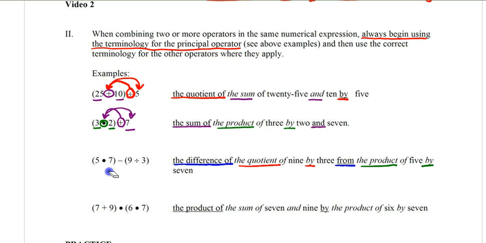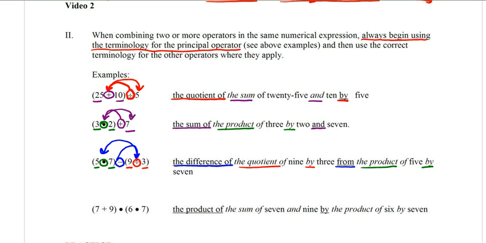Let's check our work. We have the difference of the quotient of 9 by 3 from the product of 5 by 7.